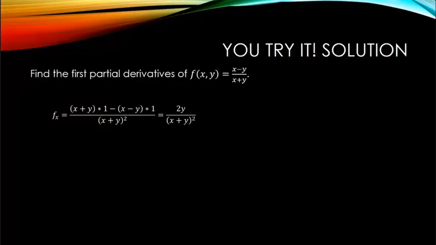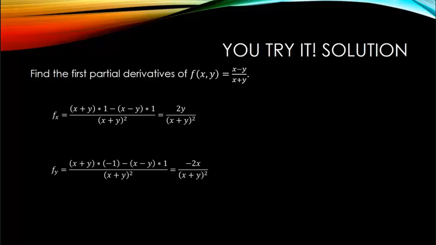To find the partial derivative with respect to x, fx, I have to use the quotient rule. This gives me the quantity x plus y times 1 minus the quantity x minus y times 1 over the quantity x plus y squared. This simplifies to 2y over the quantity x plus y squared.